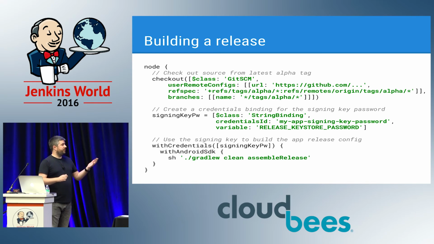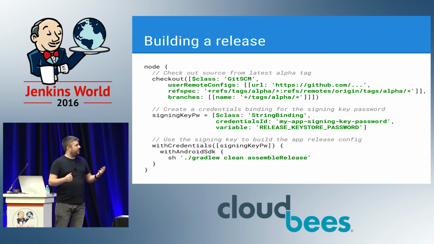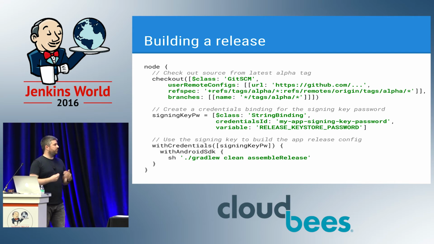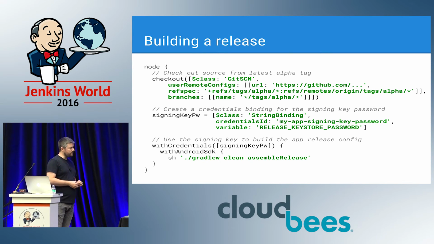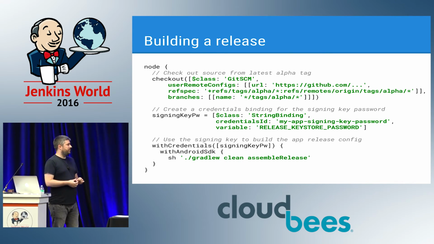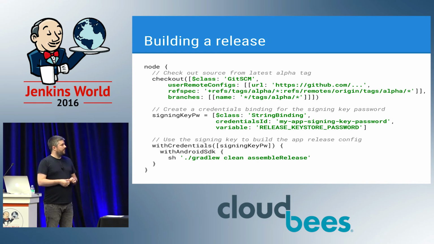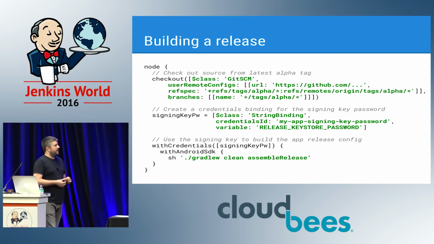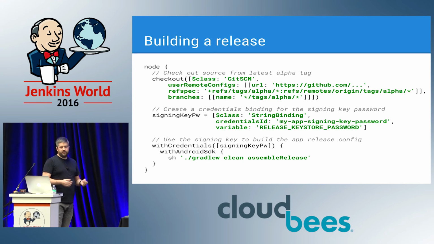So I've already created a credential earlier in Jenkins called my app signing key password, and that will be exported as an environment variable. And then I'm using the with credentials step at the bottom to make sure this password is only available during this small phase of the build. Again, I'm using my SDK step, and I'm building the release.